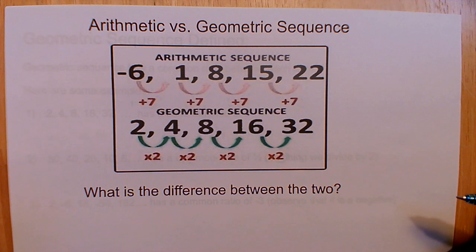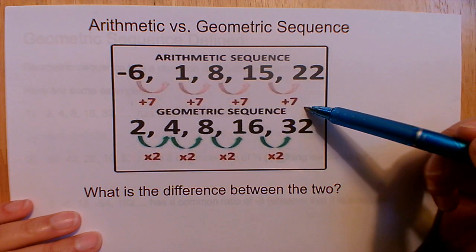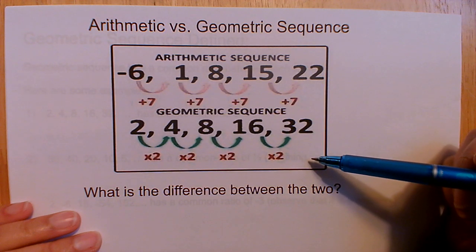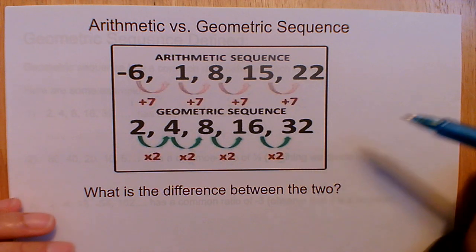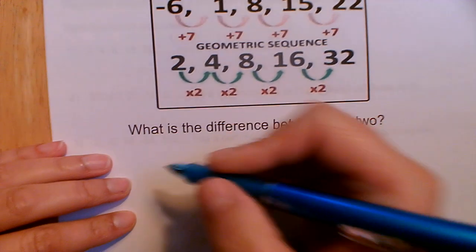Okay, this gets us into arithmetic sequence versus geometric sequence. We saw in an arithmetic sequence, we had common differences, whether we're adding or subtracting a common number. Geometric sequence, we have a common ratio, whether we're multiplying or we could be dividing, but I would like you to multiply by a fraction. So what is the difference between the two?